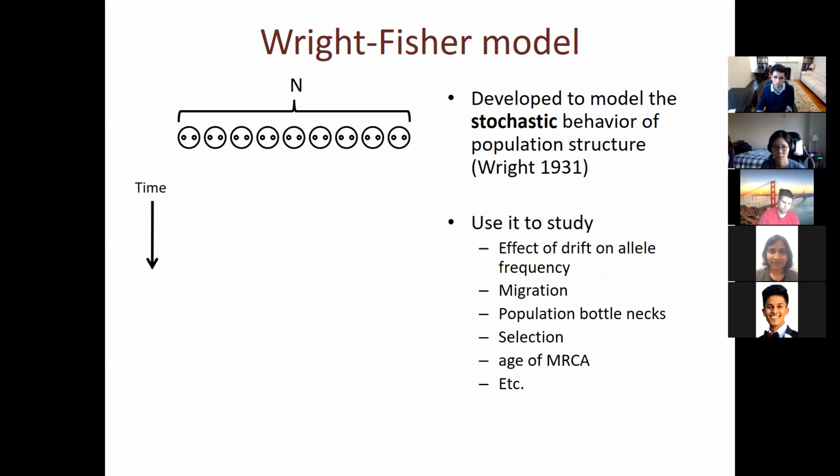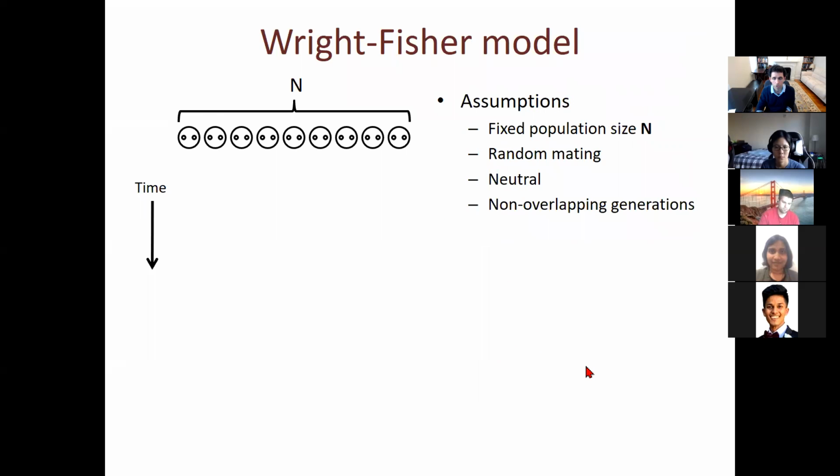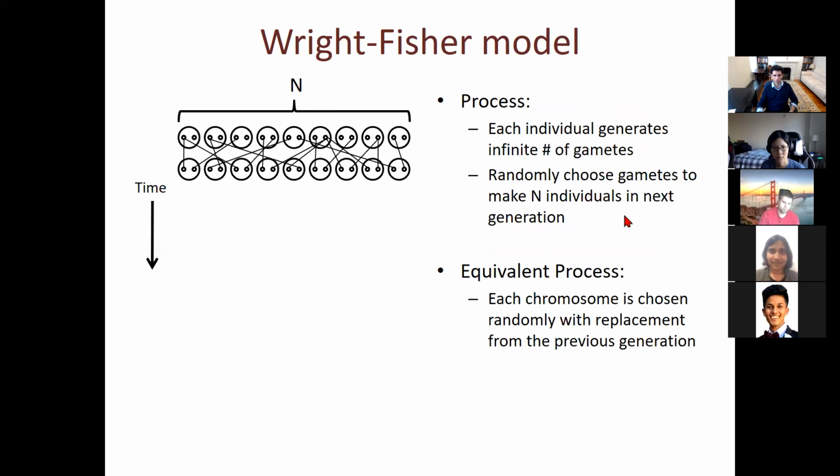So let's start with the Wright-Fisher model. The goal of the Wright-Fisher model is to model the stochastic behavior of population structure, and it was developed by Wright about 90 years ago. And it was used to study the effect of drift on allele frequency and migration, population bottlenecks, selection, and also the age of the most recent common ancestor. So then it makes a number of assumptions. It basically assumes that there's a fixed population size n, that there's random mating, that it's all neutral, there's no selection, either positive or negative, and that there are non-overlapping generations.